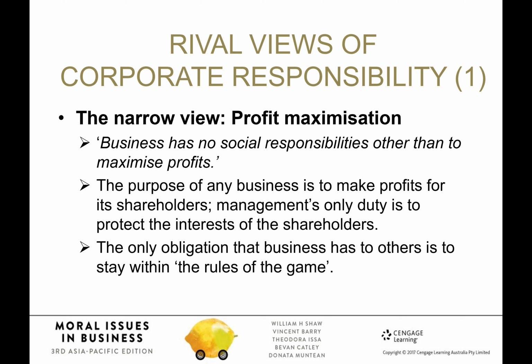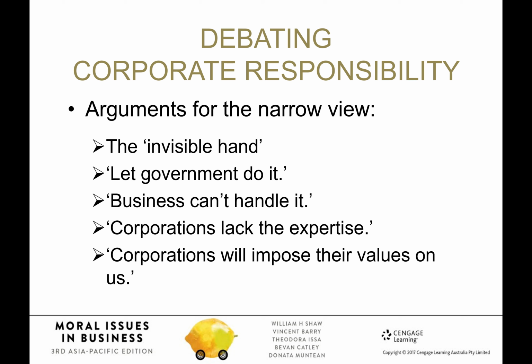The arguments for the narrow view, there are 5 key arguments. The last 2, I think, are sort of subsets. The first is the invisible hand argument, the let the government do it argument, the business can't handle it argument, corporations that lack the expertise argument, which I think is actually almost a subset of the business can't handle it argument, and corporations will impose their own values on us. So let's work through these arguments and talk about how they fit together.